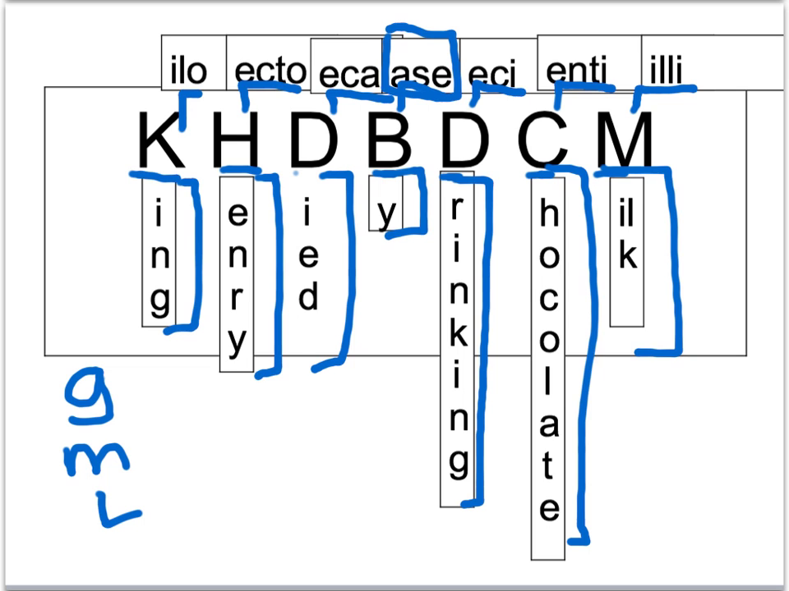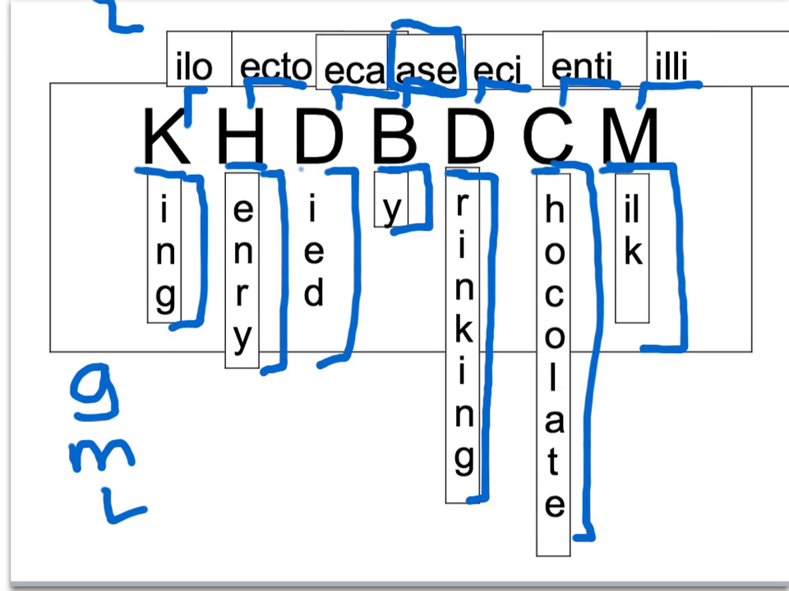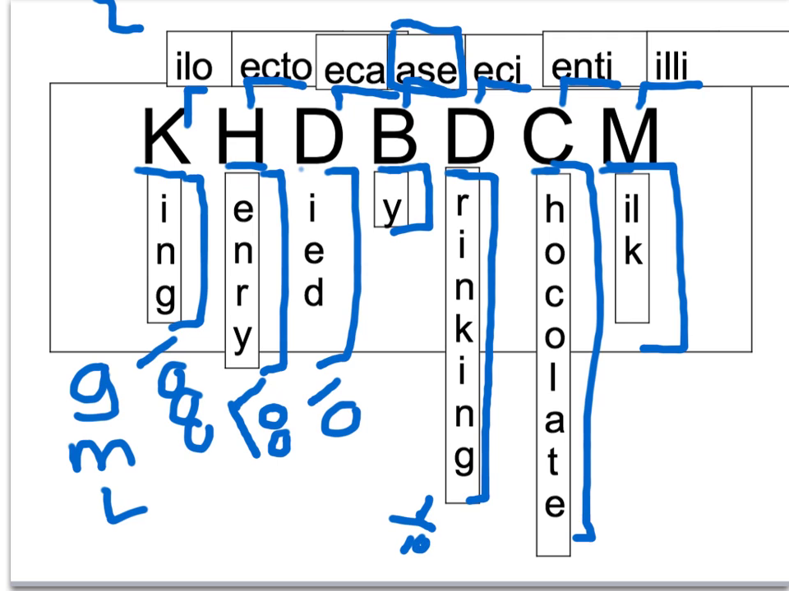Kilo means 1,000. So if I have a kilo of something, I have 1,000. Hecto, 100. Deca, 10. The base is just whatever it is. So if I have a gram, I don't have to put any prefix in front of it. But if I have 100 grams, I would call that a hectogram. Then less than 1, so decimals now. We have deci, which means 1/10. Centi, which means 1/100. And milli, which means 1/1000.